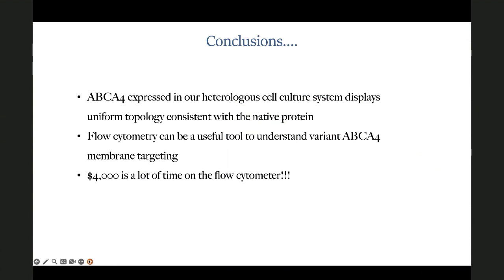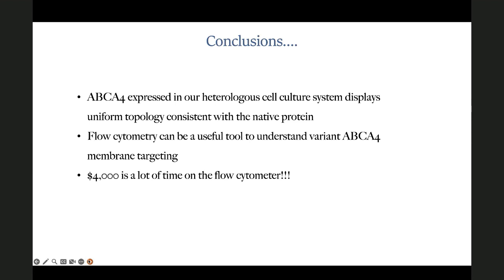And in terms of the voucher, it was amazing. This enabled us to get preliminary data that was used in an NIH application, which is currently under review. It was also the cherry on top of the sundae for a publication that is ready to go out shortly on this VLP technology. $4,000, which is the maximum amount of money that you can ask for, is actually a heck of a lot of time on the flow cytometer.